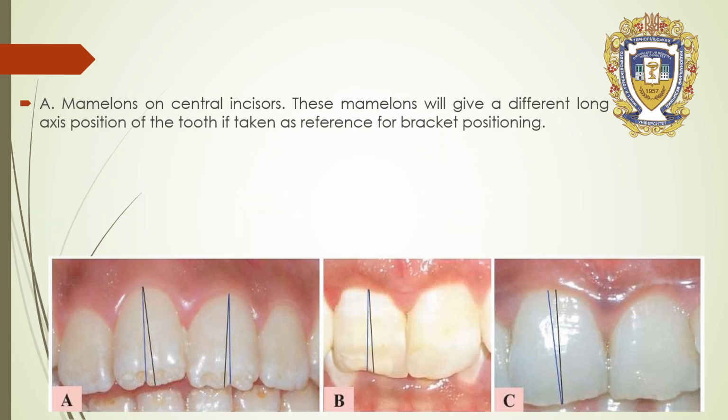Please look at picture A. Mamelons on central incisors. These mamelons will give a different long axis position of the tooth if taken as a reference for bracket position.